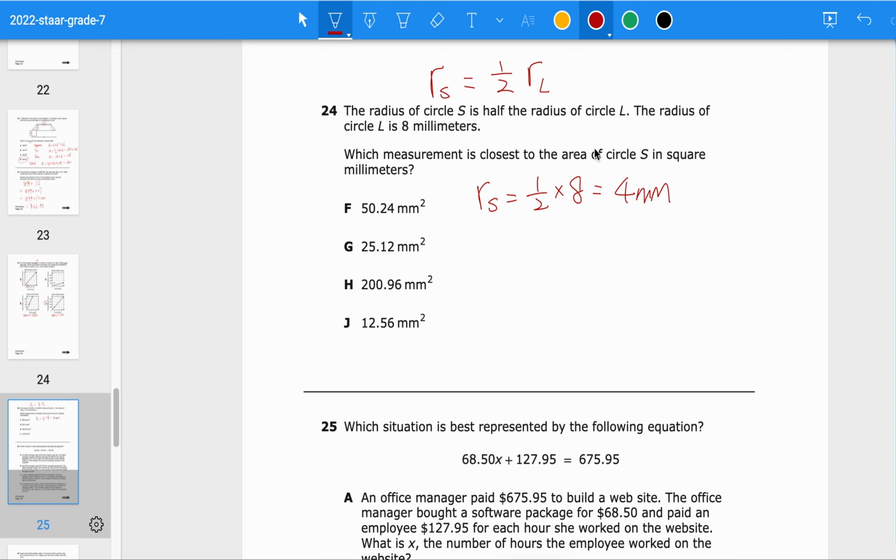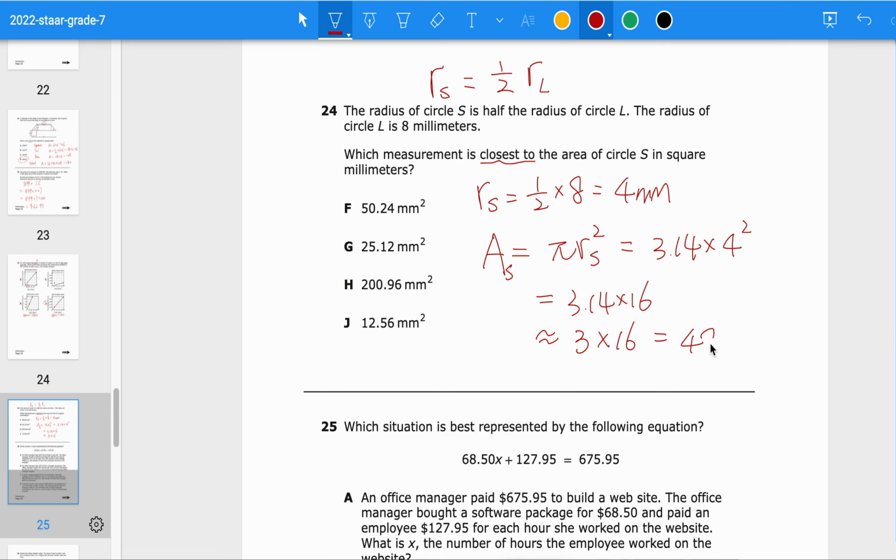So what is the area of circle S? What is the area formula? A equals pi r squared. So if it's S, we just put an S here, and we plug in the value. Pi is 3.14 multiply 4 squared, so 3.14 multiply 16. Again, this one is asking for the closest, so you don't really have to calculate the entire number. You can choose to find the number that is the closest. So let's say 3 times 16, which is 48. So the number should be around 48. Which one is the closest to 48? F, 50.24.